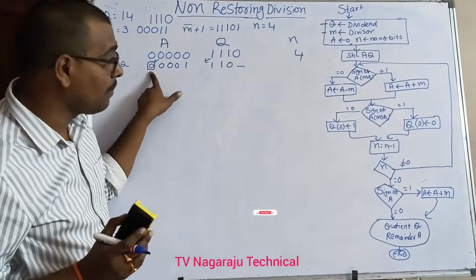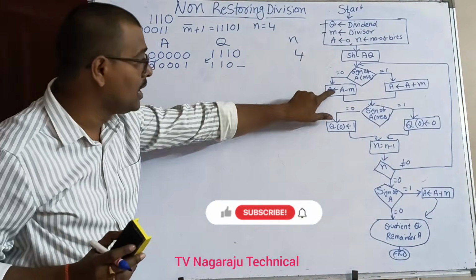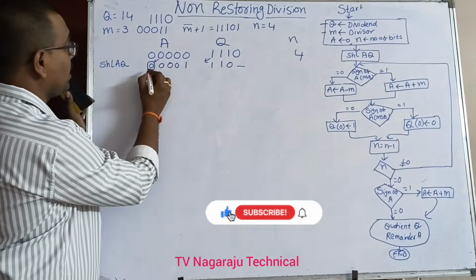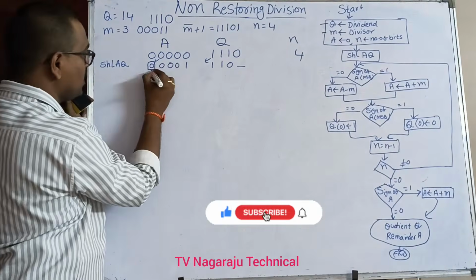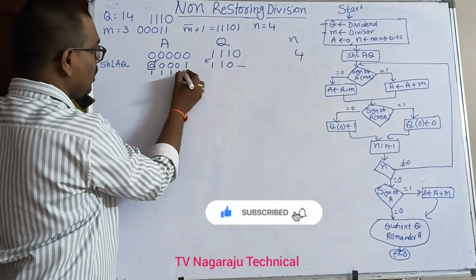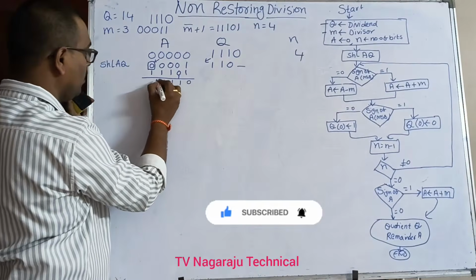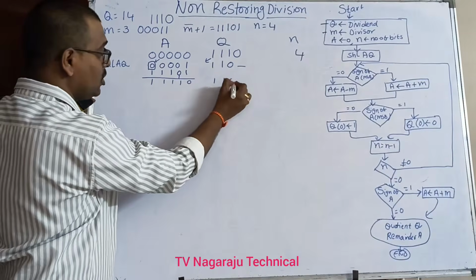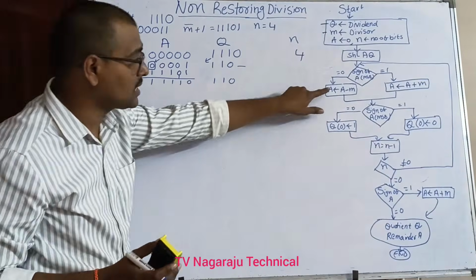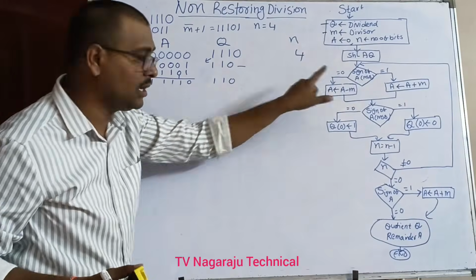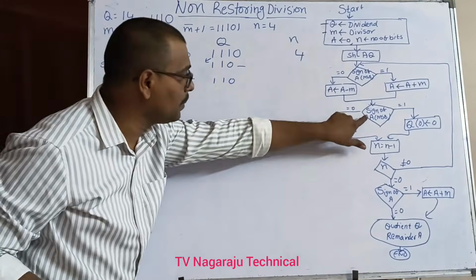If the sign of MSB is equal to 0, then we are doing the subtraction operation. Subtraction operation means simply add 1 1 1 0 1. What is the answer? 1 0 1 1 1 1 0. So my subtraction is completed, either subtraction or addition. In this scenario, subtraction is completed.